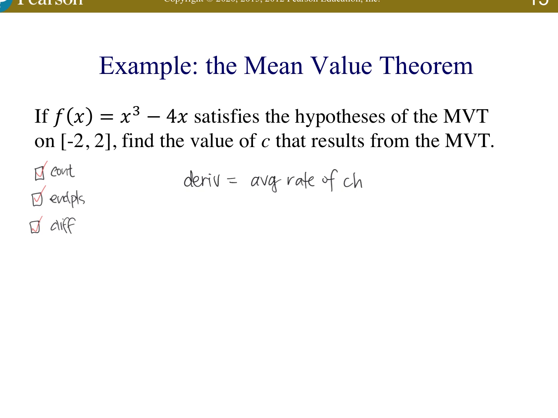All right, so then I find my derivative, 3x squared minus 4, and I find my average rate of change, which will be f of 2 minus f of negative 2 over 2 minus negative 2. So 3x squared minus 4 equals, all right, so I need to know what f of 2 is. When you drop 2 into that equation, what do you get? I do. What if I drop negative 2 into that equation?